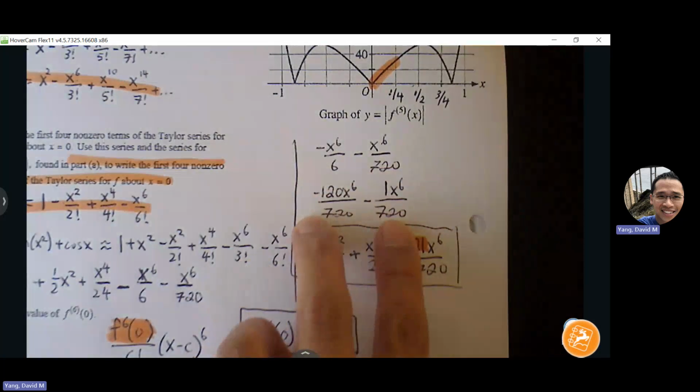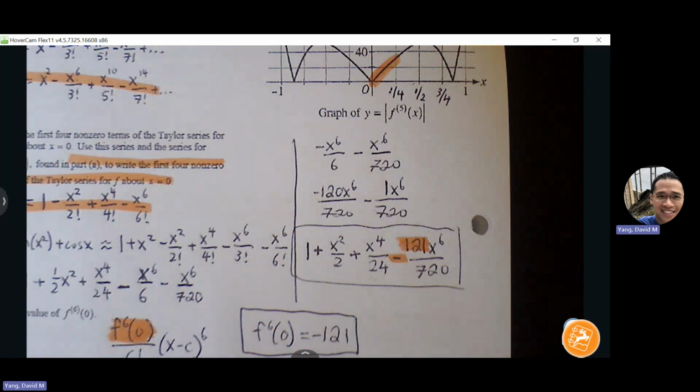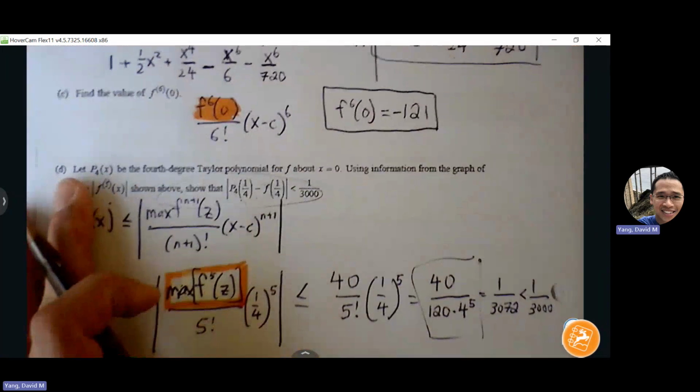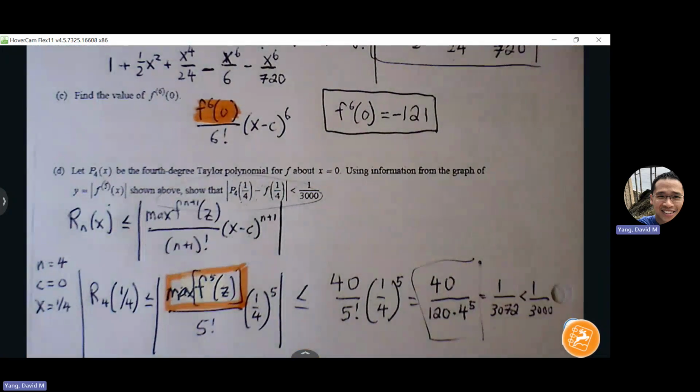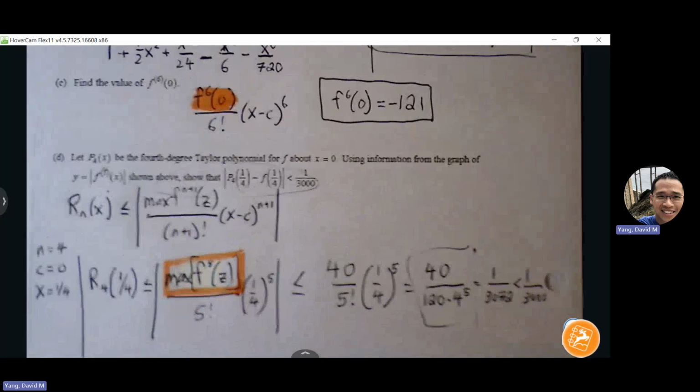Another messy thing is having to do common denominators here. So not all problems are going to be calculation heavy like this, but that's a possibility with the non-calculator portion.